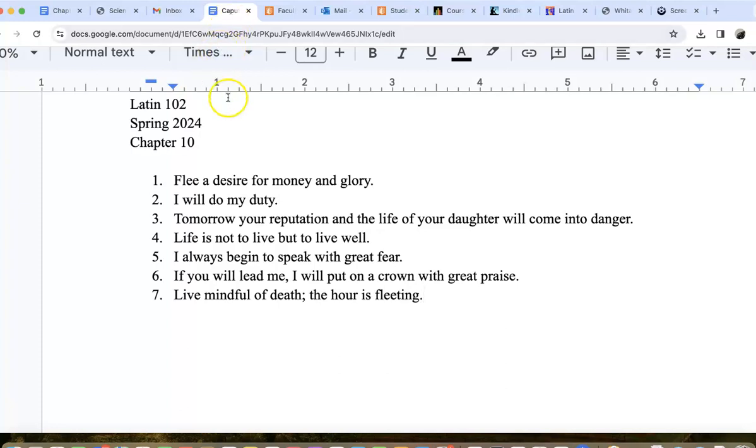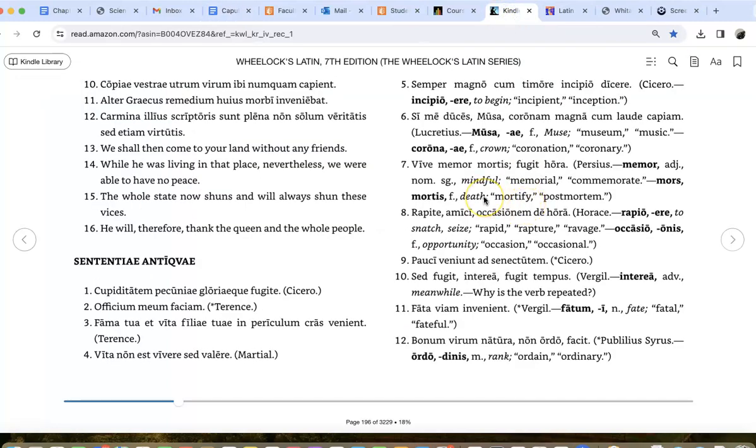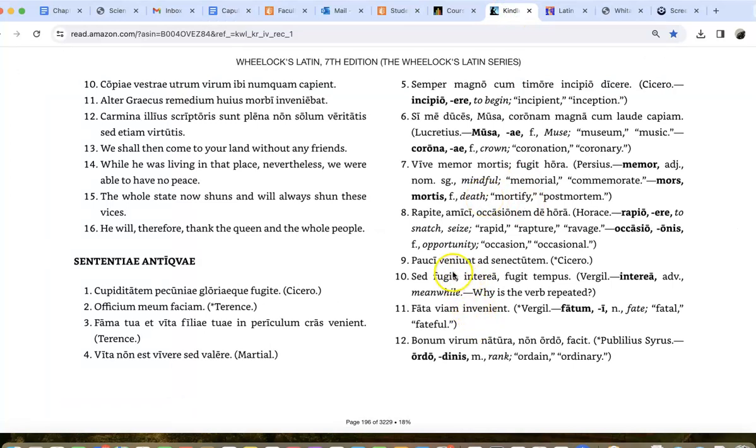Remember, Latin doesn't distinguish between simple present and present continuous or progressive. So fugit hora could mean the hour is fleeting or the hour flees. So you just decide stylistically which one works for you. So I like that one. That's a nice one. All right, we'll do just a couple more. Generally, as a rule, we'll do just around 10 from the Sententiae Antiquae.